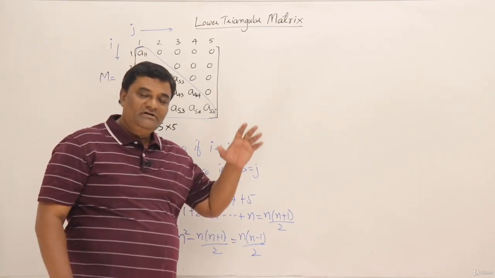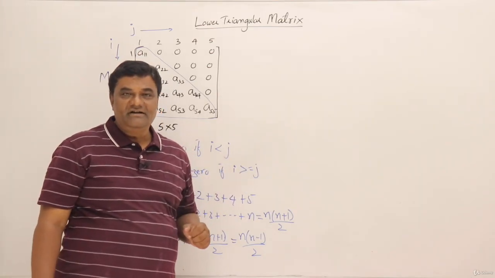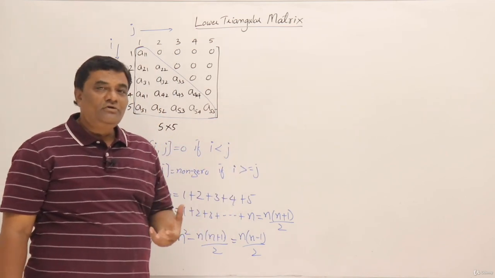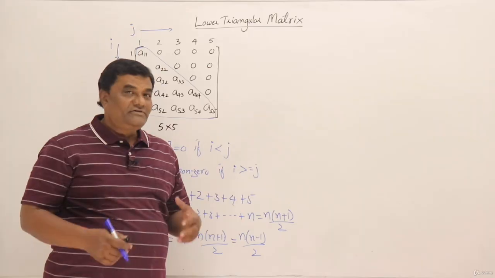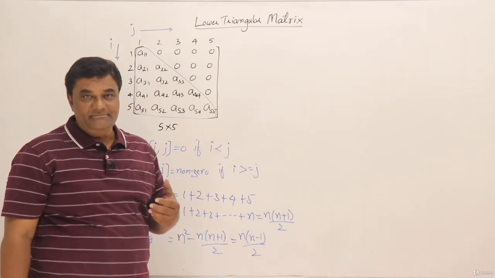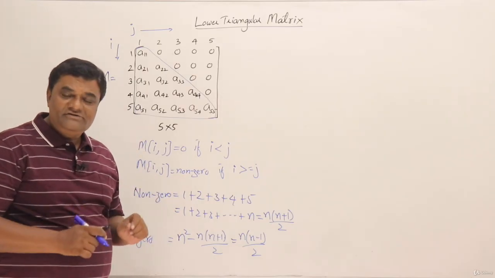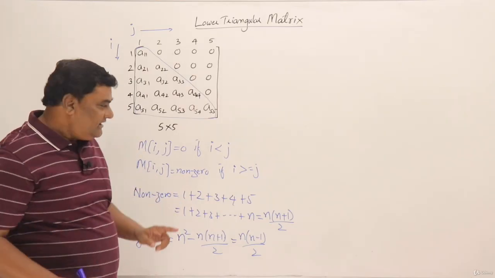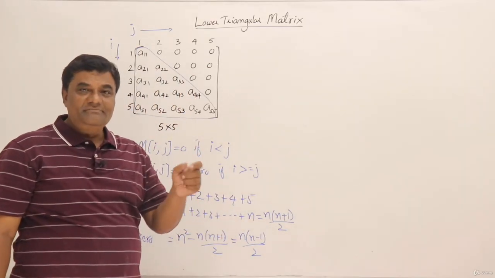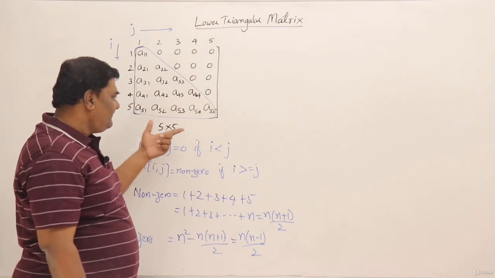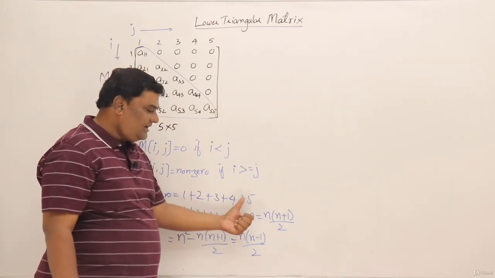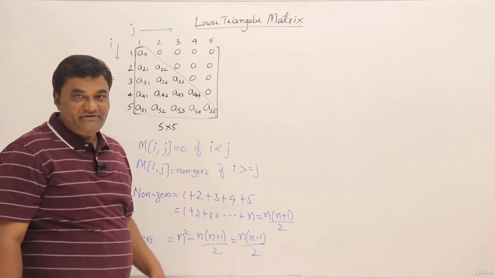Now let us talk about representing these lower triangular matrices in our program. When we want to use them in a program, we want to avoid storing zeros so that we can save memory space as well as save the time in processing zero elements. Then for storing non-zero elements, how much space do we need? There are n into n plus 1 by 2 number of elements, so we need n into n plus 1 by 2 amount of space. So as per our example, how much space do we need? We need 1 plus 2 plus 3 plus 4 plus 5, that is total 15 spaces we require.